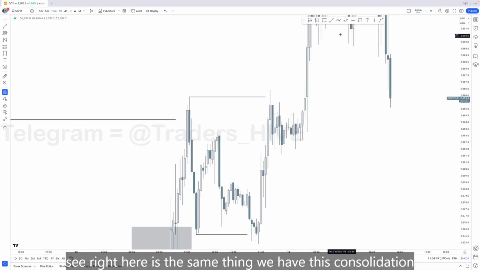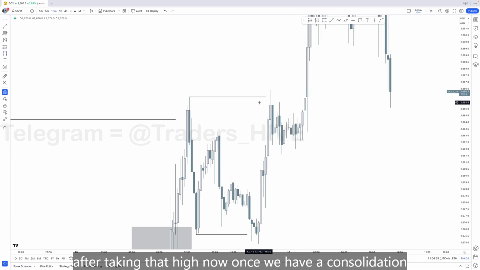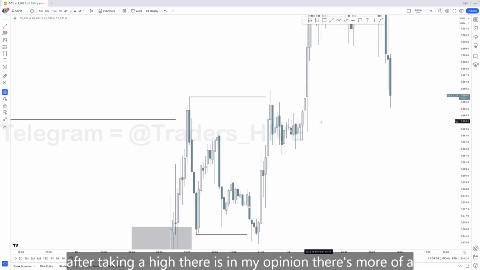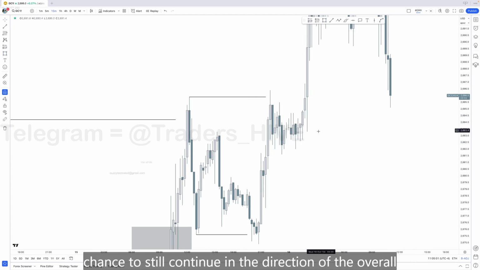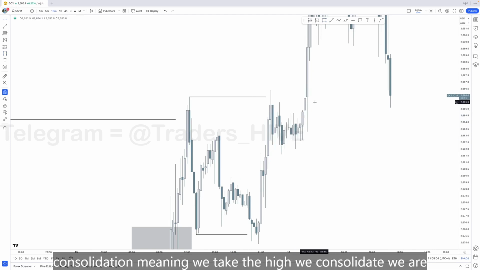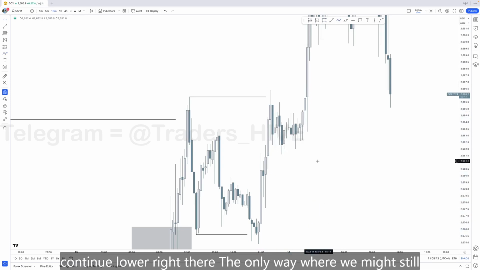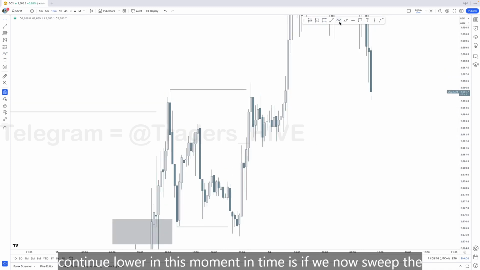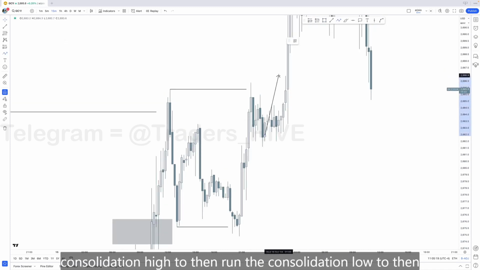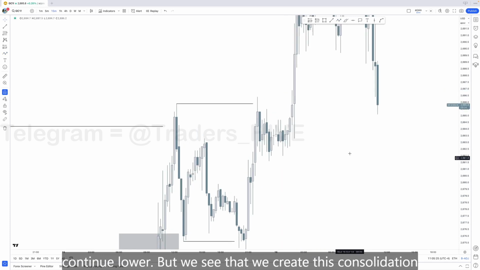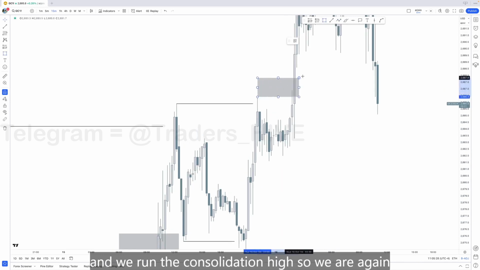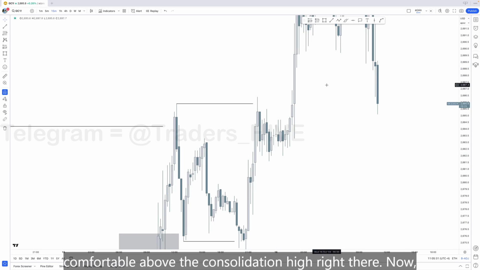So what we see right here is the same thing. We have this consolidation after taking that high. Now, once we have a consolidation after taking a high, there is, in my opinion, more of a chance to still continue in the direction of the overall consolidation. Meaning, we take the high, we consolidate, we are comfortable. We are not aggressive. There's no urgency to continue lower right there. The only way where we might still continue lower in this moment in time is if we now sweep the consolidation high to then run the consolidation low to then continue lower. But we see that we create this consolidation and we run the consolidation high. So we are again comfortable above the consolidation high right there.